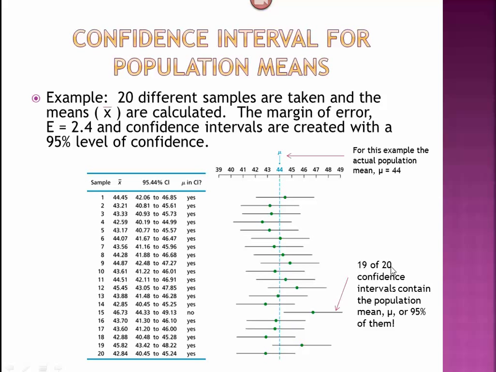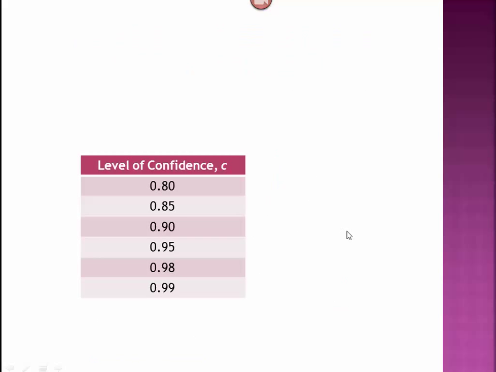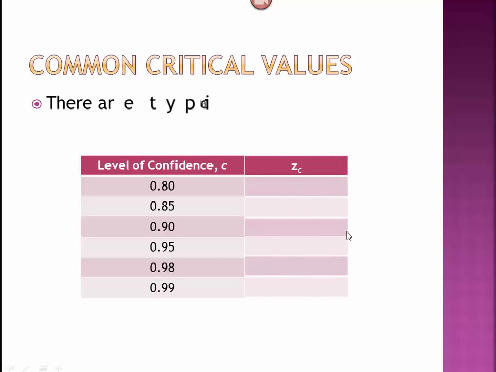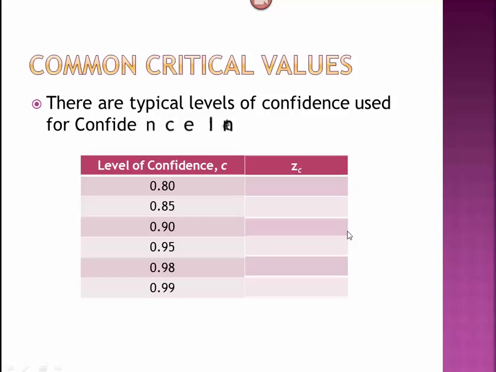However, 19 out of 20 is not bad, and in fact, if we take 19 divided by 20, that is a 95% probability that my population mean was captured within most of my intervals. This 95% that we get is not just something we make up. It's something that's very quantitative. And in fact, it's based in the idea of the normal curve.